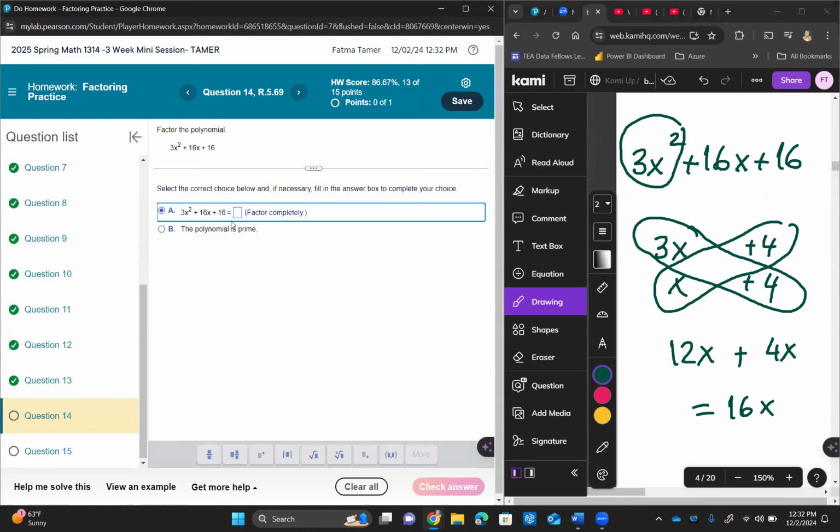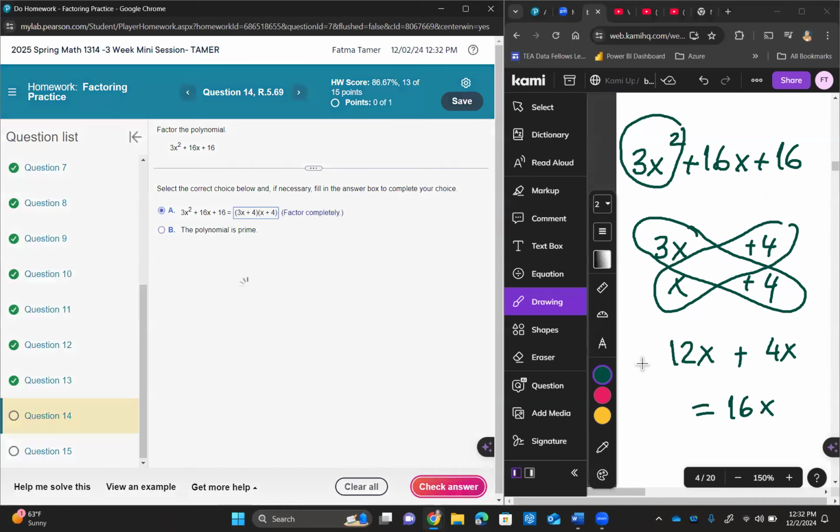That means here, the first factor will be 3x plus 4. And the other factor must be x plus 4. And then I can check my answer. It will be correct.